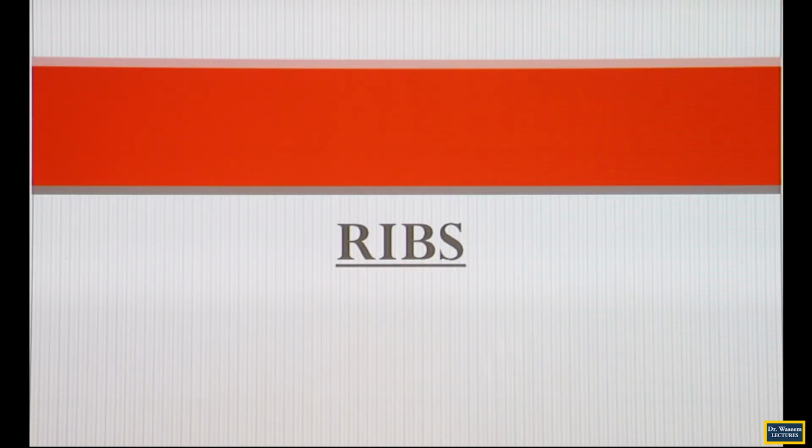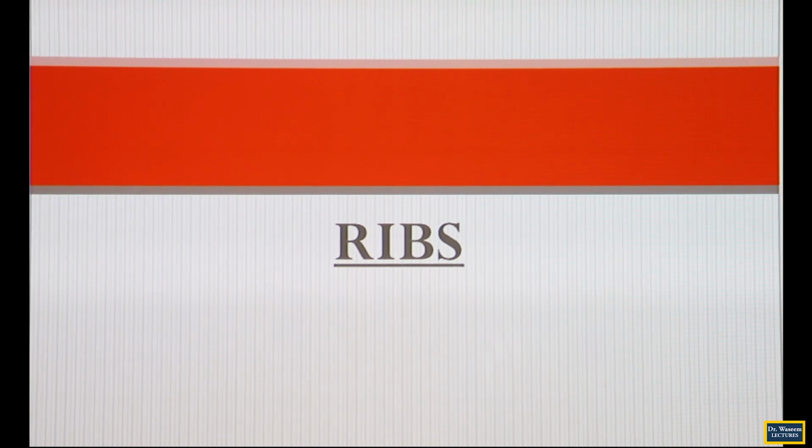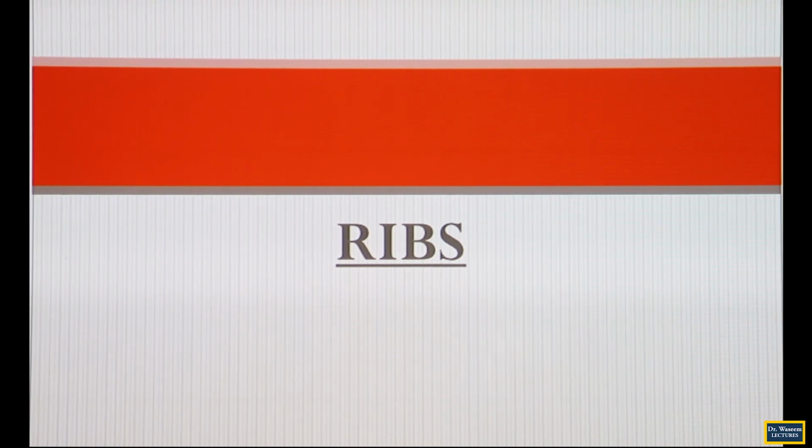Let us start with another component of the thoracic cage, that is the ribs here. We have 12 pairs of ribs which are anteriorly connected to the sternum, the body of the sternum and Manubrium sterni, and posteriorly they have joints at different places with the corresponding or adjacent vertebrae.